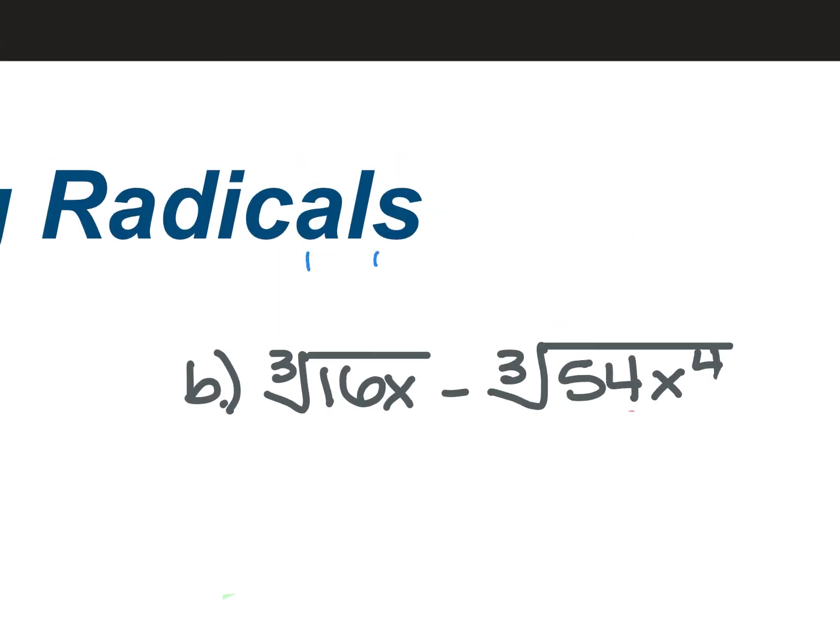So let's talk about 16. 16 is 1 and 16, 2 and 8, 4 and 4, right? Which one of those has a perfect cube? 8. So chances are really high that you're going to break this down into 8 times 2 times x, right?